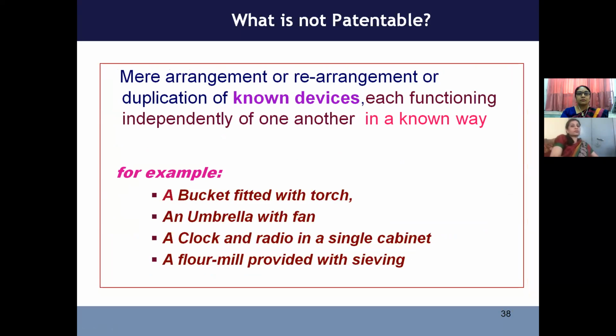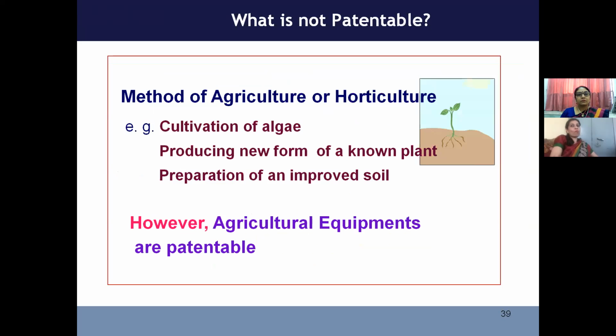And mere arrangement or rearrangement or duplication of known devices, each functioning independently of one another in a known way. A bucket fitted with torch, an umbrella with fan, a clock and radio in a single cabinet, a flour mill provided with sieving, all these are again not patentable because they are just arrangement or rearrangement of the known things.